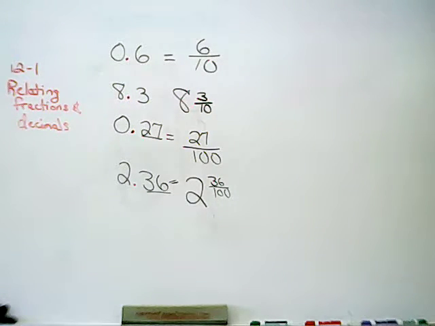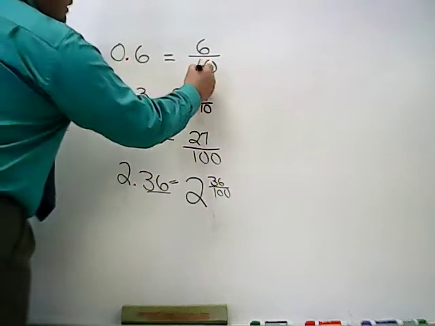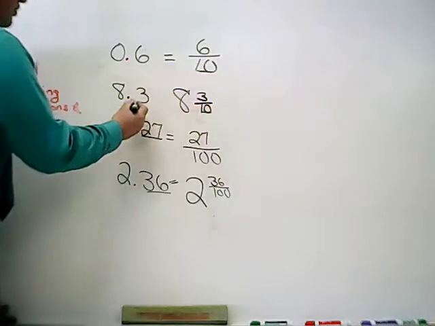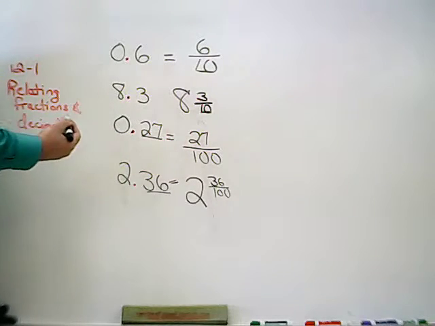So that's the second part of chapter 12, relating fractions and decimals. The big thing to remember there is your place value. That's why I reviewed it at the beginning of the video. The first spot after the decimal point is your tenths place. That's where you're going to get your denominator from. There's only one digit after my decimal point, so it has to be in the tenths.